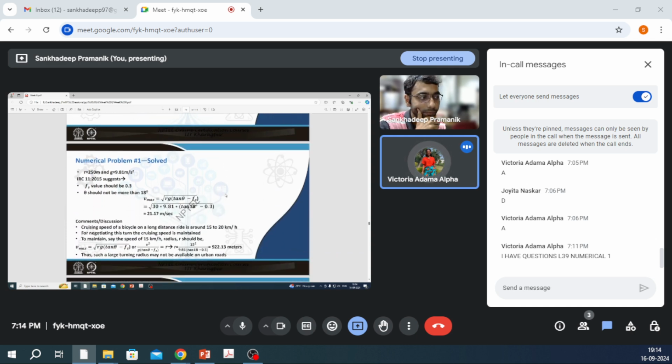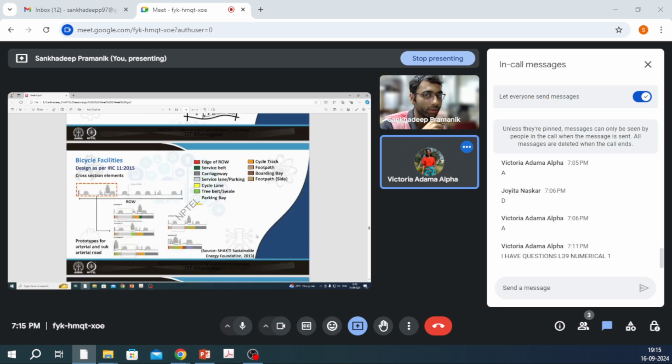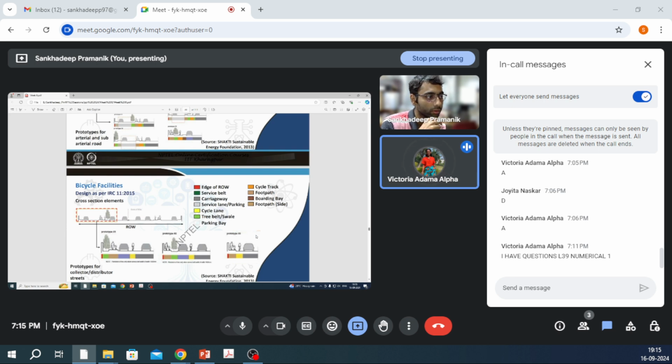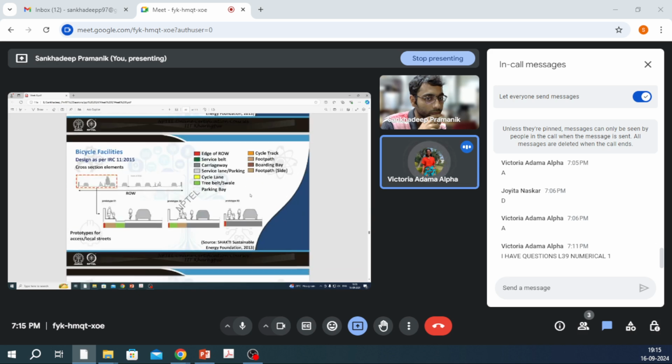Okay, and I have another question with the comments and the discussion. In the comment, they said that the crossing speed of a bicycle along a distance is around 15 to 20 kilometers per hour. But as per the note, is the design speed different from the crossing speed? Because we have 5 to 15 kilometers per hour.